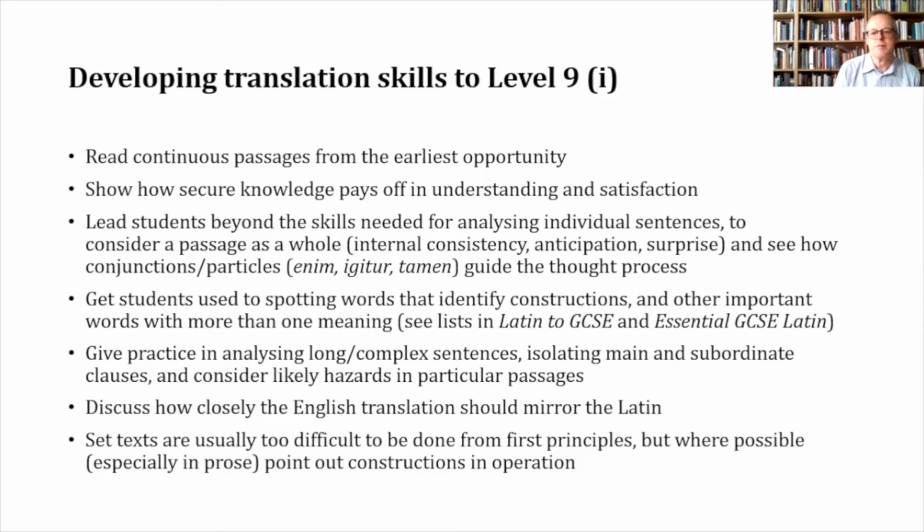Get students used to spotting words that identify constructions and other important words with more than one meaning. There are lists of those in Latin's GCSE, Essential GCSE Latin, and other places. Give practice in analysing long, complex sentences, isolating main and subordinate clauses, consider likely hazards in particular passages. Discuss how closely the English translation should mirror the Latin. A bit of a tightrope between being too literal, being fairly literal at GCSE, write acceptable English. It doesn't have to be the most natural English. Set texts are usually too difficult to be done from first principles, but where possible, particularly in a prose text, you can often find opportunities to point out constructions in operation.